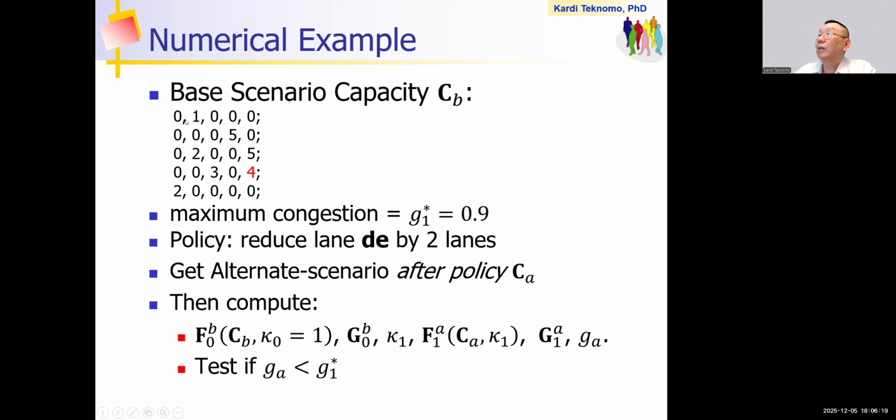values. Can you try this capacity matrix as your base? So you type this in the lab. And you set the initial maximum congestion 0.9. And try to reduce this DE here, the one that I set as red. And then test the alternative scenario with exactly the same network, except now you reduce from 4 lanes to 2 lanes here, whether the performance is better or not. Can you do that?